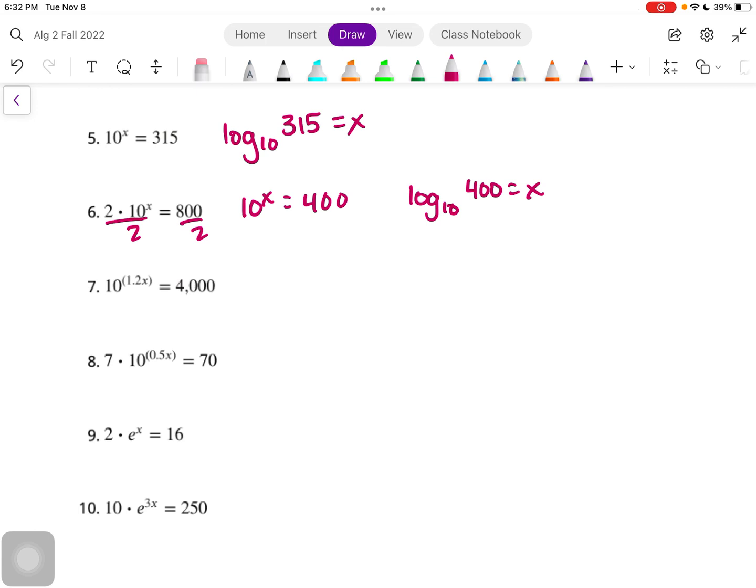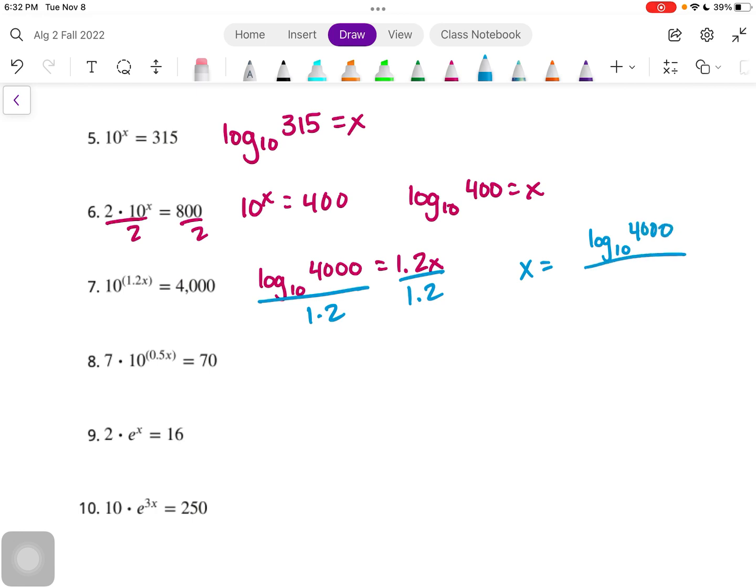All right. So for number 7, I am going to do log base 10 of 4,000 is equal to 1.2x, and then I need to get rid of my 1.2 because I need my x to be by itself. So I'm just going to divide both sides by 1.2. So my answer is x equals log base 10 of 4,000 divided by 1.2.